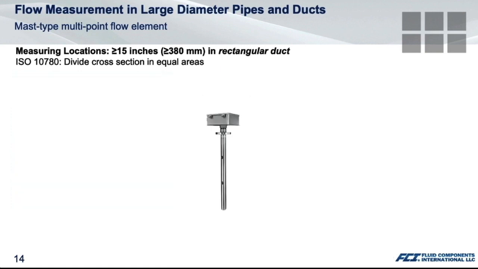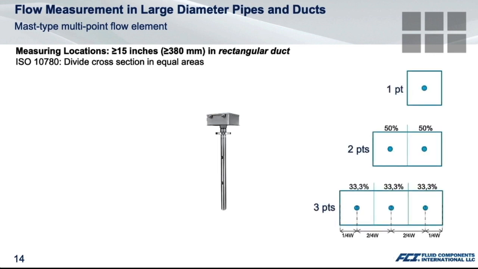Locating the sensors in a rectangular duct, we divide the cross-sectional area into equal areas. Such as a typical single-point flow meter, we locate that sensor at the center line of that duct. For 2 points, we divide that duct into 2 and locate the sensors at the center point of those 2 equal areas. And in 3 points, again, we divide that into 3 different areas and locate all 3 flow element sensor points at the center line of those cross-sectional areas.